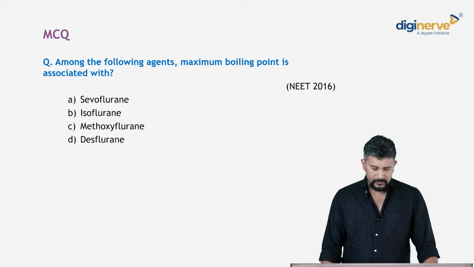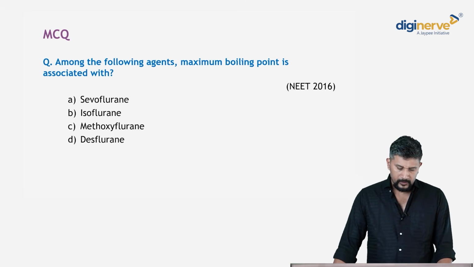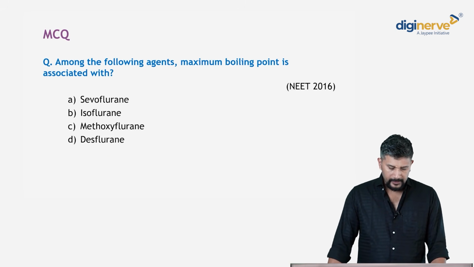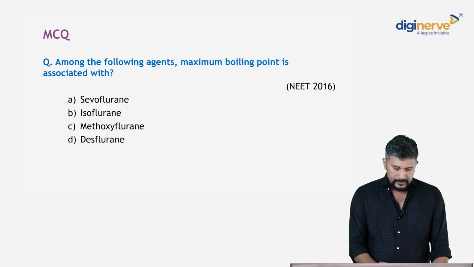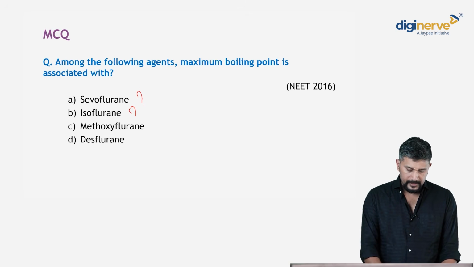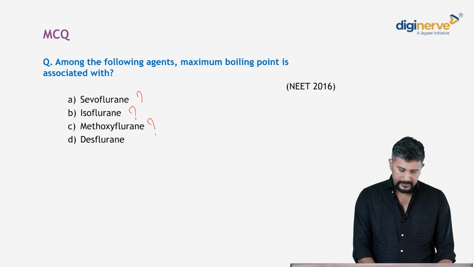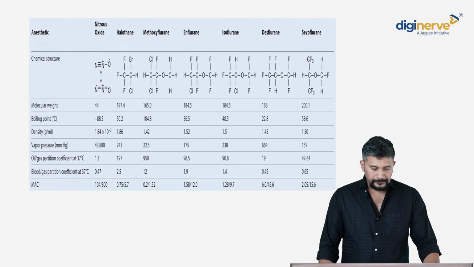The next question is about the boiling points. Amongst the following agents, the maximum boiling point is associated with A, sevoflurane. Is it B, isoflurane? Is it C, methoxyflurane? Or is it D, desflurane?